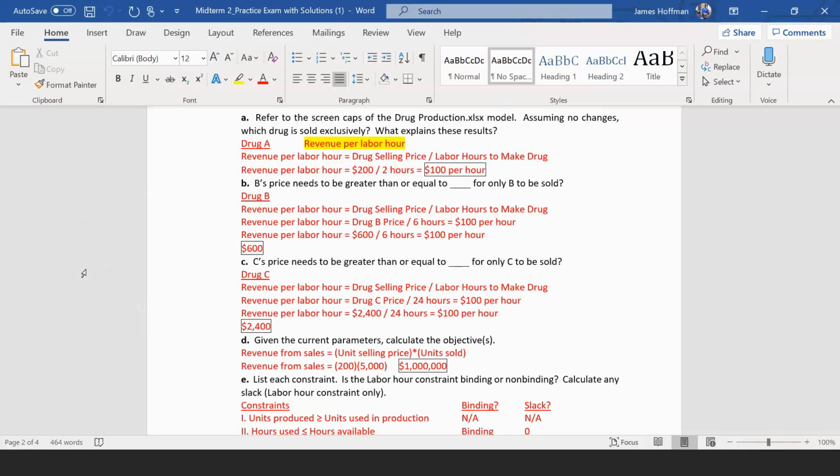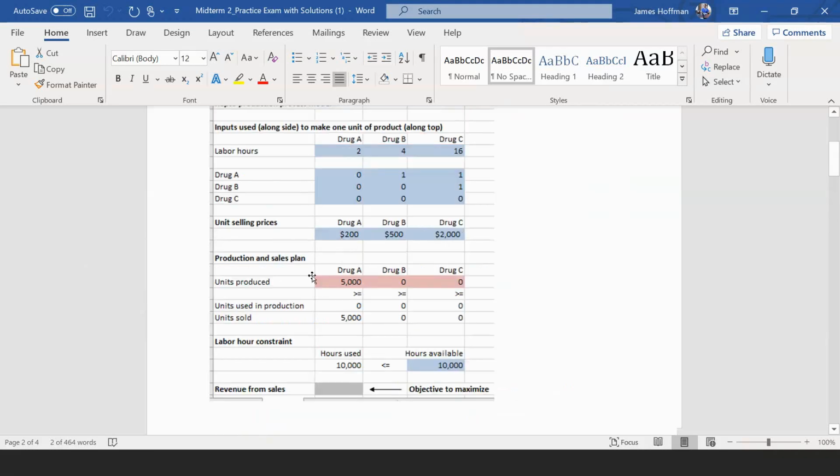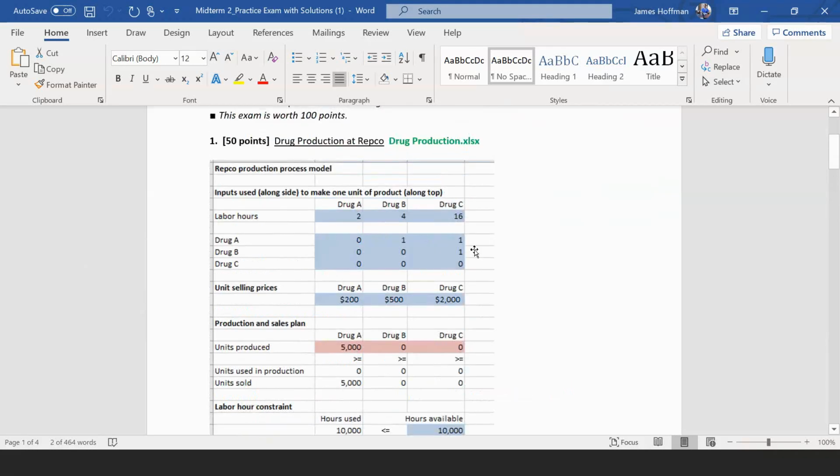So the only thing we're doing here in this step is adding up the hours it takes to make drug C. Okay, and you can see that it's 24 hours, and let me show you why. If you look at the inputs chart in the screen cap, all right, so you basically need one drug B, you need one drug A, and then you need 16 more hours to make it drug C. All right, so it's just a big addition game here.